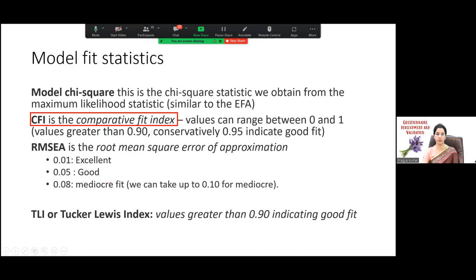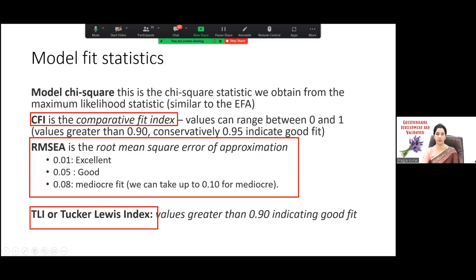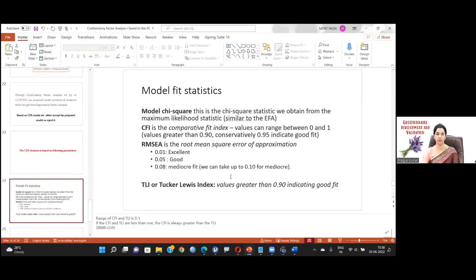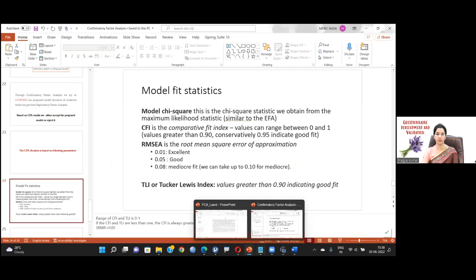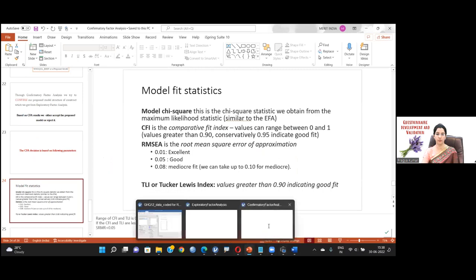The next is the Tucker-Lewis index, because these two come together. So for this Tucker-Lewis index, we take the same value, more than 0.90. And then there's another measure, which is known as the root mean square error of approximation. If its value is 0.01, it is excellent. If it is 0.05, it is good. If it is 0.08, it is a mediocre fit. But we can take it up to 0.1 for a mediocre fit. So this was the model fit statistics for assessing the model of confirmatory factor analysis.